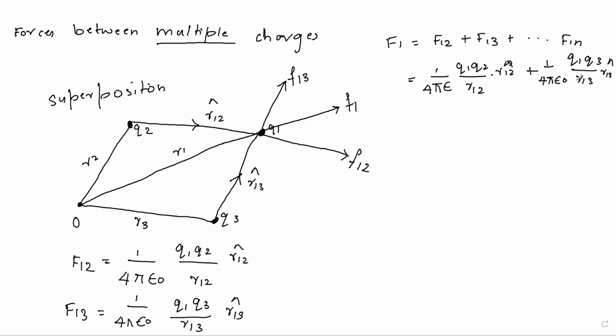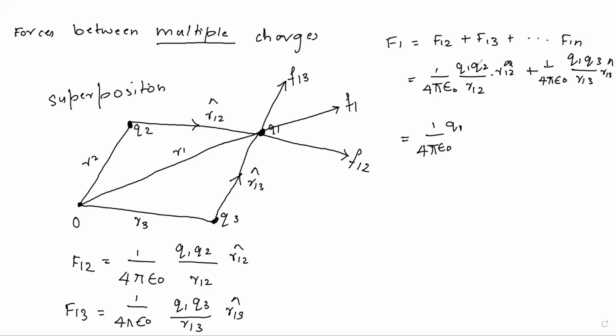Now we can write it in a simplified manner. See what is common over here. 1 by 4 pi epsilon naught is common. And what is common in this expression? Q1 is common. So let us take Q1 out. I'll write it neatly.